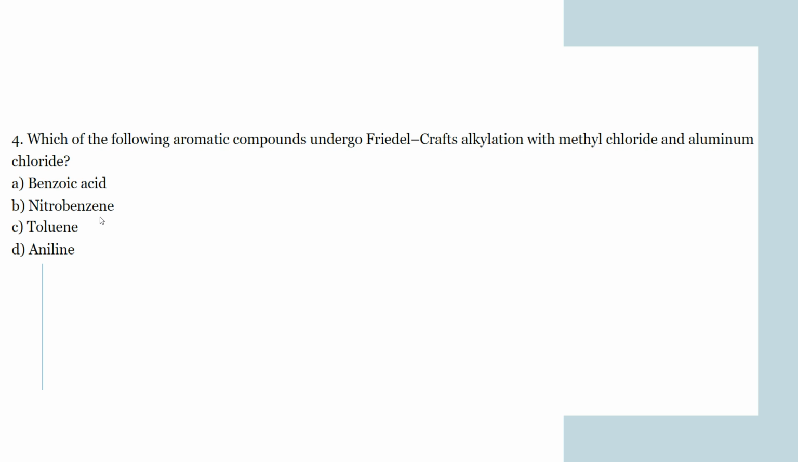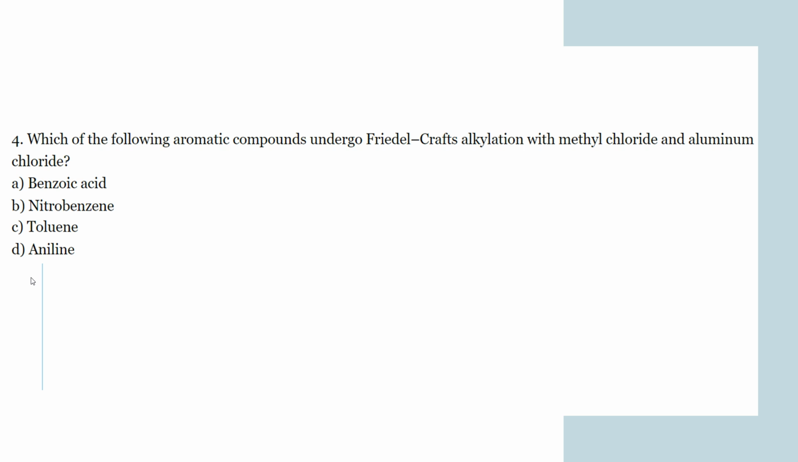substitution reaction. Now we are left with toluene and aniline. Toluene contains a methyl group on the benzene ring, and aniline contains an amine group on the benzene ring. Both are electron donating in a way. Toluene has an alkyl group which is electron donating, and aniline has an amine NH2 group which has a lone pair of electrons, and it can easily donate its electron pair. But out of these two, only one can undergo Friedel-Crafts alkylation.